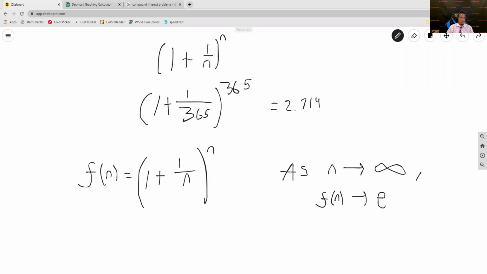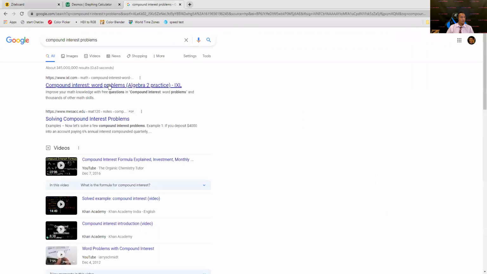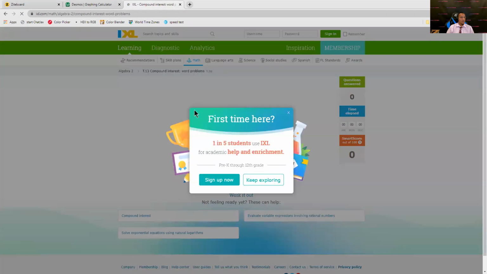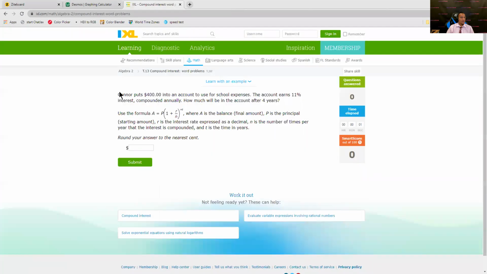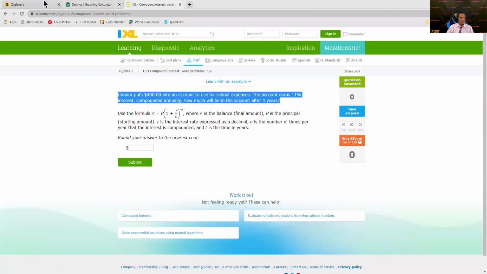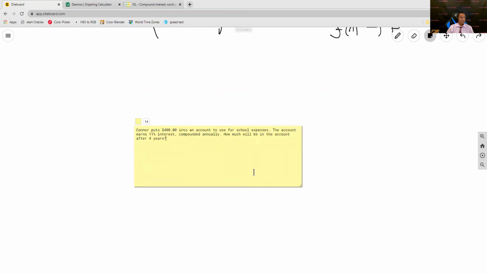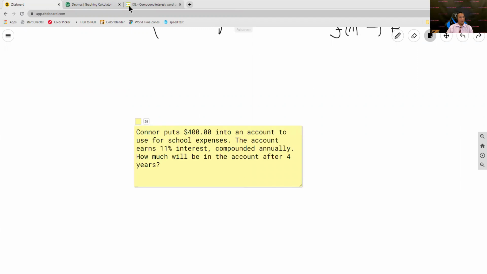Anyways, we're going to do some examples right now with compound interest. Okay, let's put that in a sticky note over here. Let's make this font bigger. There you go. Connor puts 400 into an account to use for school expenses.